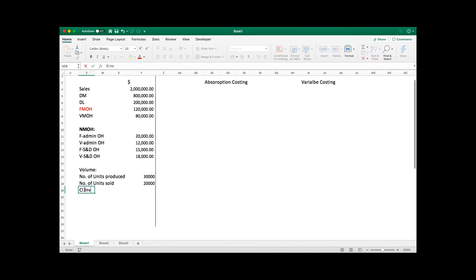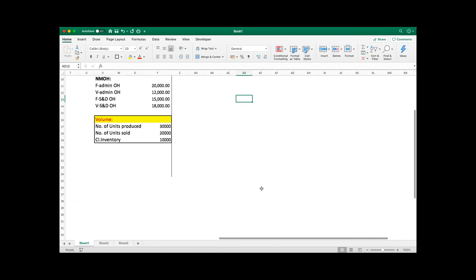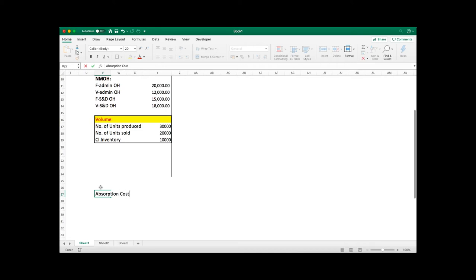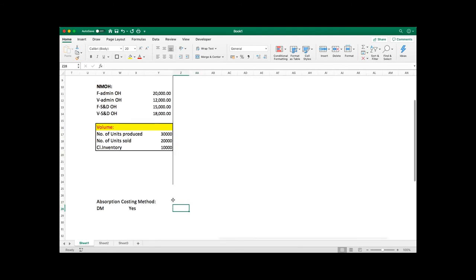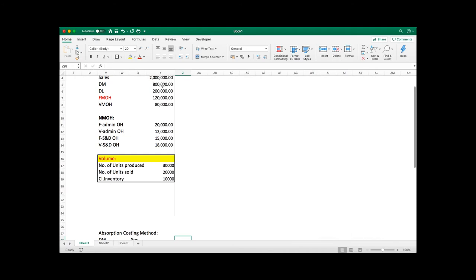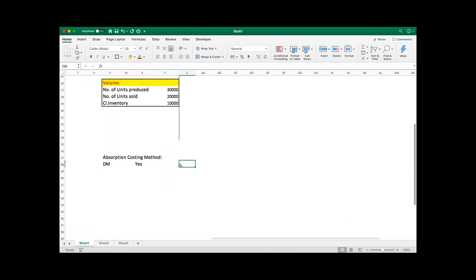Now, volume information. Number of units produced, 30,000. Number of units sold, 20,000. How many units are there with you? 10,000, right? Closing inventory is 10,000. Clear. So this information you are going to use in the profit calculation when you are using the absorption costing method and the variable costing method.